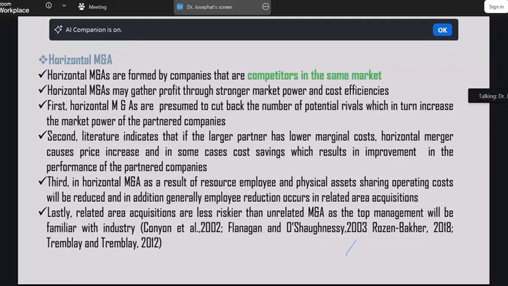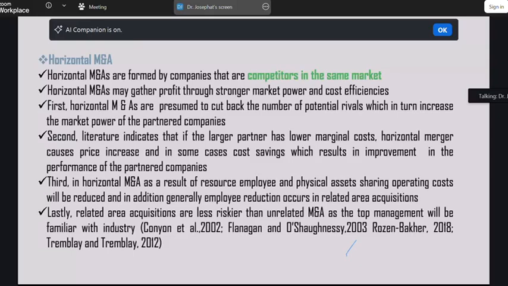So horizontal mergers may gain profit through strong market power and cost efficiency. First, horizontal merger acquisitions are presumed to cut back the number of potential rivals, which in turn increases the market power of the partner companies. Second, literature indicates that if the large partner has a lower marginal cost, horizontal merger causes price increase. And in some cases, cost saving, which results in improvement in the performance of the partnership company.